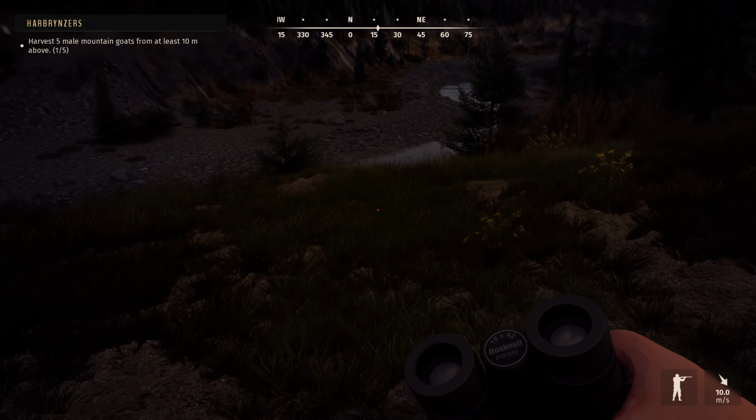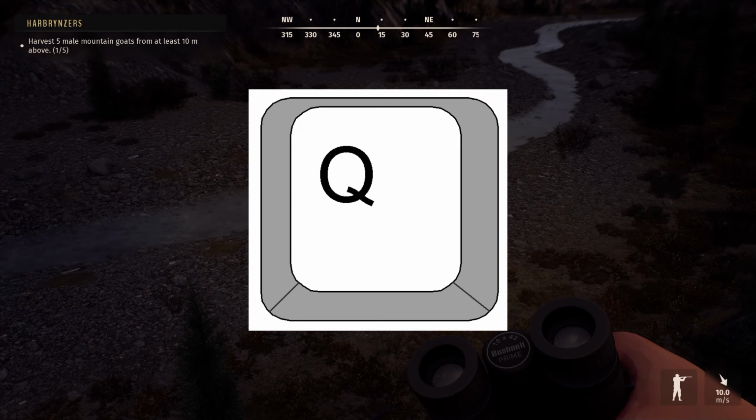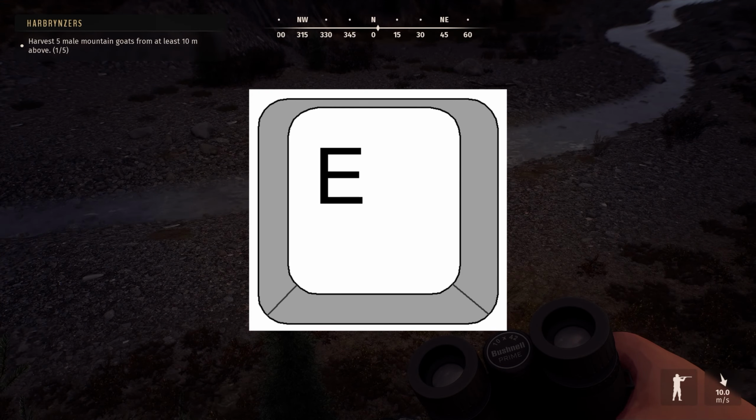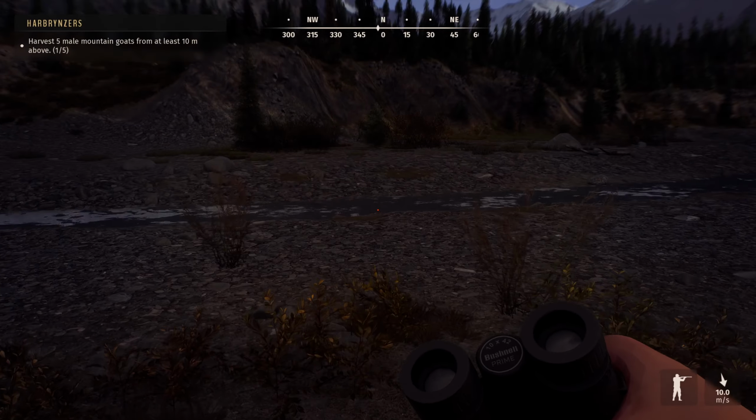When you have found an animal path, activate your hunting instinct with the Q key and then press the E key to learn more about this animal track. These animal paths lead us to animal need zones.